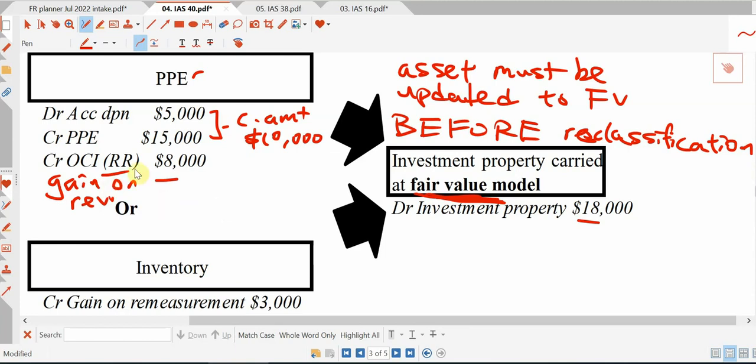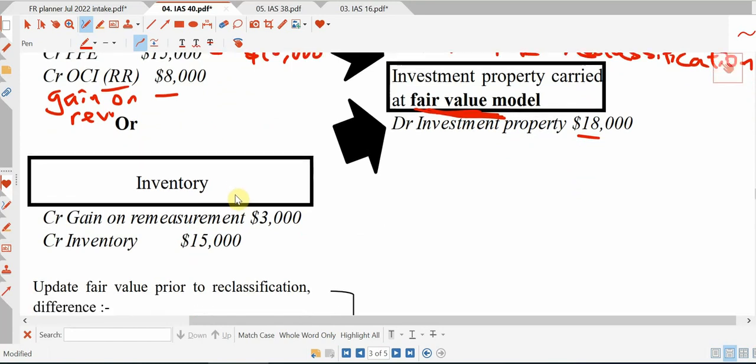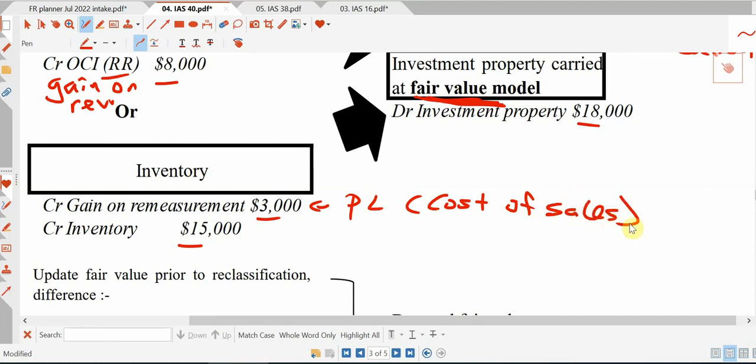Okay, what if the starting point is an inventory? If the starting point is an inventory, then we don't have depreciation. So we just use cost 15, increase to 18, there's a gain of 3,000. This gain is inside the profit or loss, in the cost of sales. We hide it inside the cost of sales, so the cost of sales will reduce. Less cost, then more profit. Reduce the cost of sales so that you get more profit here.